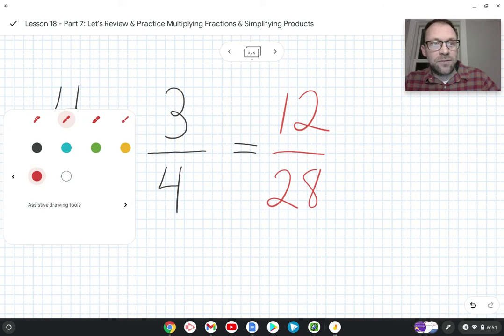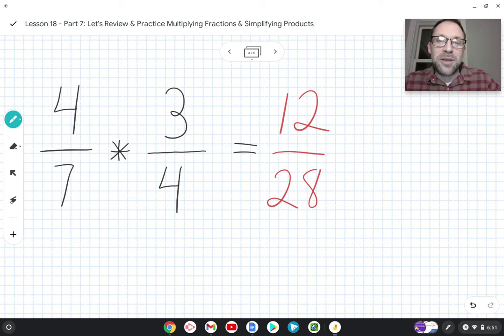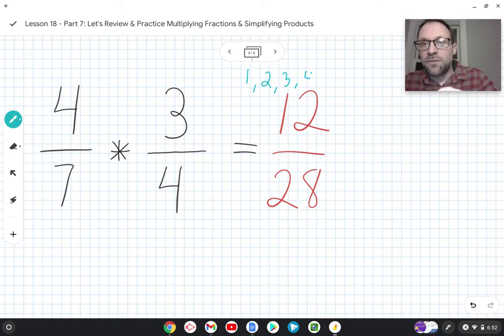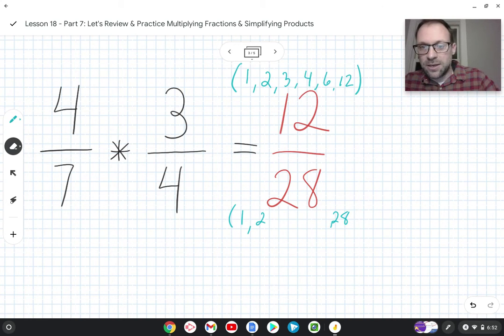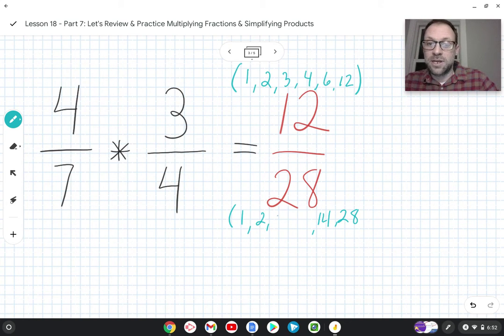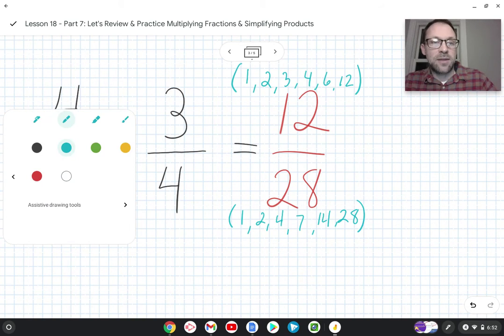So I think we need to spend a few extra minutes here reviewing the greatest common factor method for simplifying. So let's factor out the number 12. Let's see, we get 1, 2, 3, 4, 6, and 12. Those are all the factors of 12. And 28, we get, let's see, 1 times 28. You know what, though? I think 28 is too close. Let me erase that. Let's see, 1 times 28, 2 times 14, and 4 times 7.